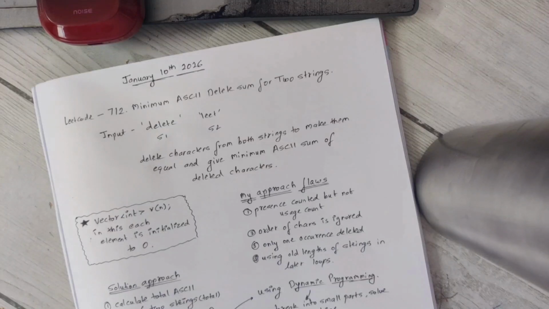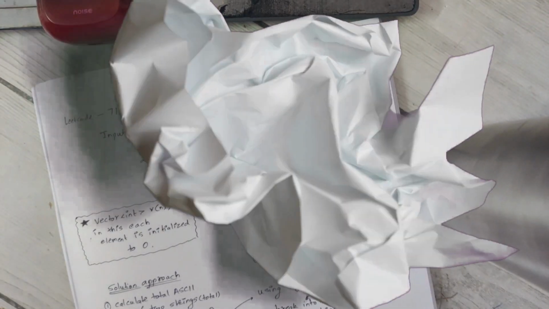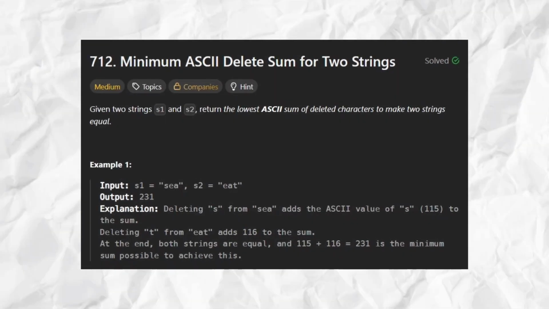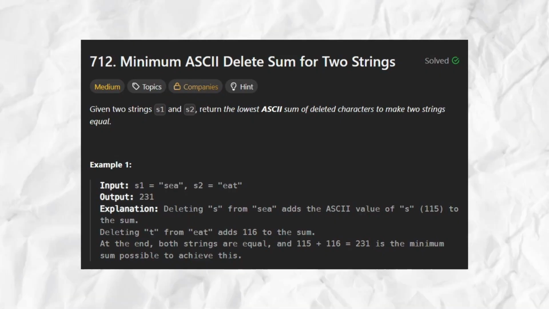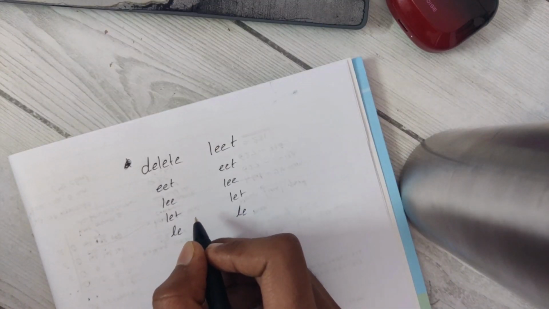Hello everyone. I will be solving today's LeetCode problem 712, that is Minimum ASCII Delete Sum for Two Strings. First have a look at the question, then we will discuss the answer. First of all, let us understand the question.